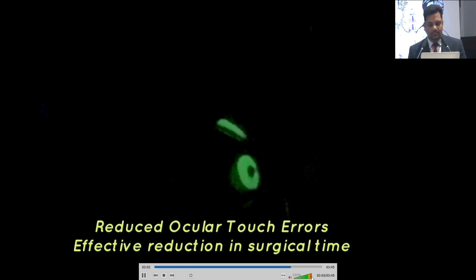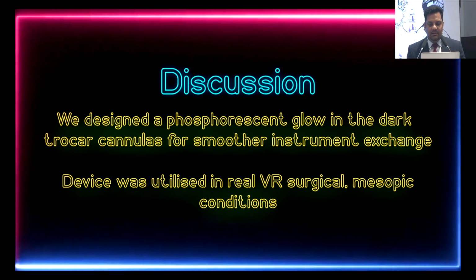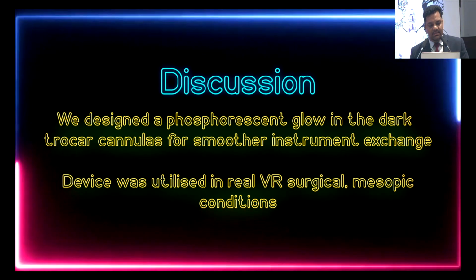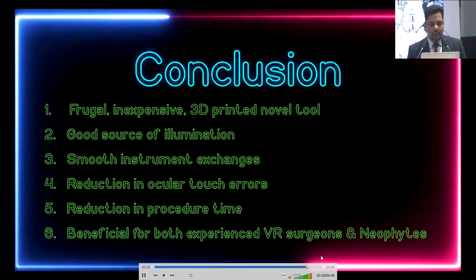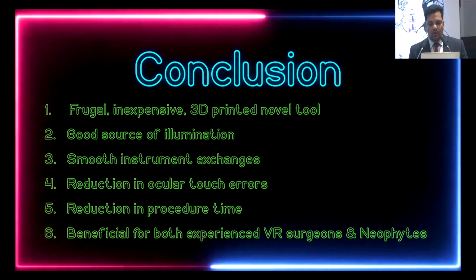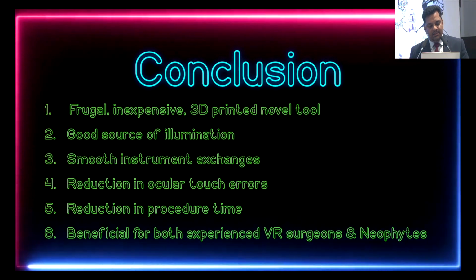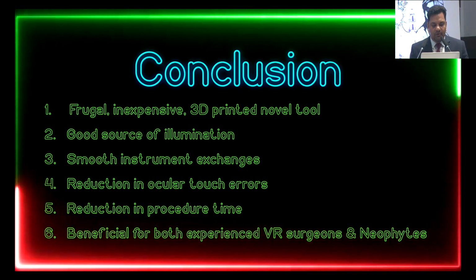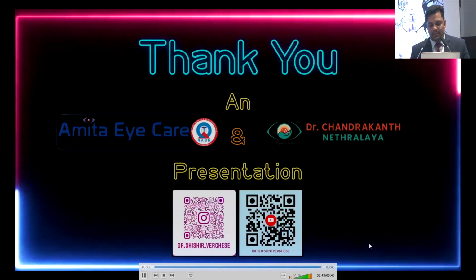Ocular touch errors and effective surgical time are reduced for experienced as well as novice VR surgeons. So we designed a phosphorescent glow-in-the-dark trocar cannula for smoother instrument exchange, and it was utilized in real VR surgical mesopic conditions. So to conclude, it's a frugal, inexpensive, 3D printed novel tool, a good source of illumination, smooth instrument exchanges can be done, reduction in ocular touch errors, and reduction also in the procedure time, beneficial for both experienced as well as neophyte VR surgeons. So thank you. Thank you.